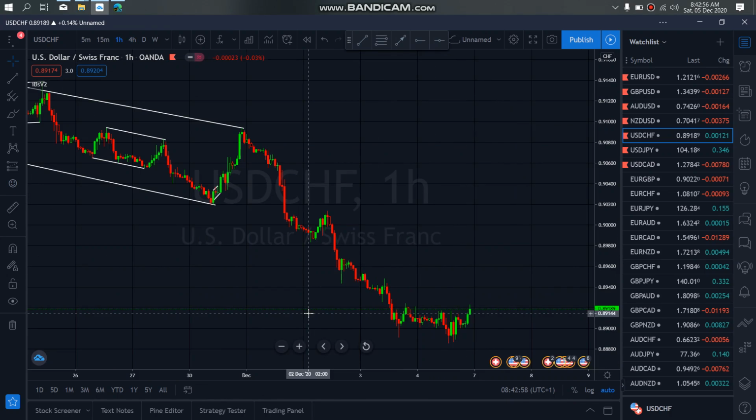Also same on 1 hour time frame. I think this is accumulation for some form of upside. So you want to watch out for that, but they will drop back down. On dollar swiss for this week.